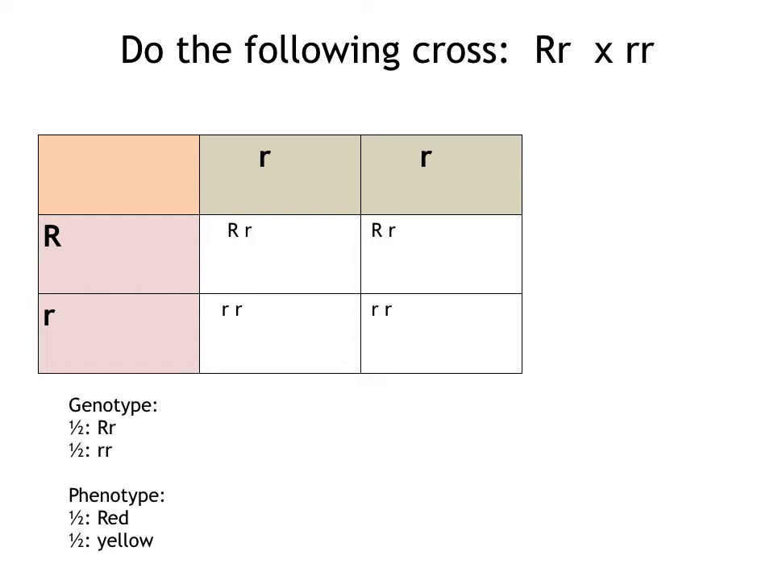And the possible zygotes or plants that we come out with are either big R, little r, or little r, little r. So we have, once again, a 50-50 ratio of big R, little r to little r, little r. And our phenotypes will also be 50-50. Half of the plants will be red and half will be yellow.